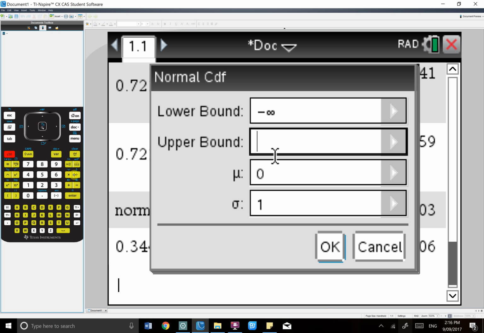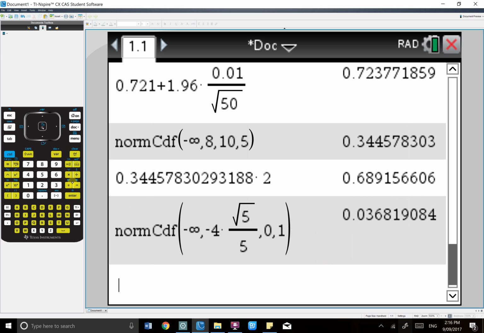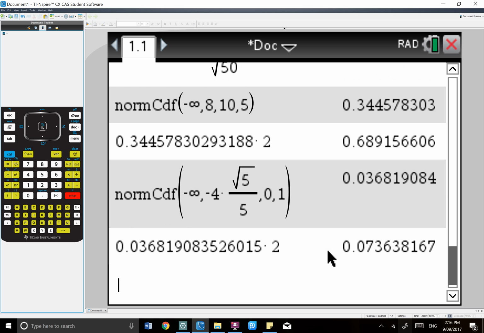Or it can be the negative side, so it is 2 times the probability of negative 4 root 5 over 5 under the normal 0 to 1, because it's a Z. And then this number needs to be multiplied by 2. So that's 0.07374. Let's just say 0.074.